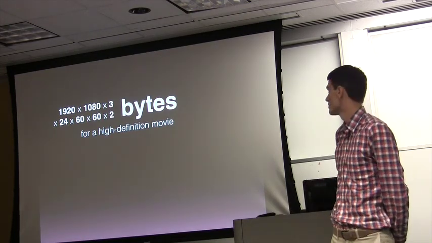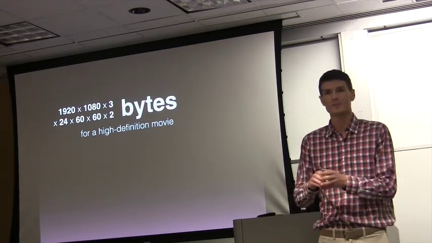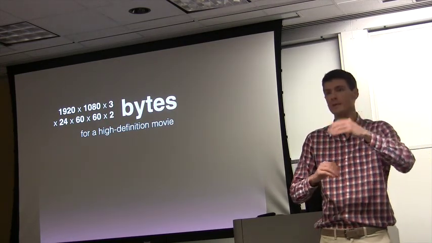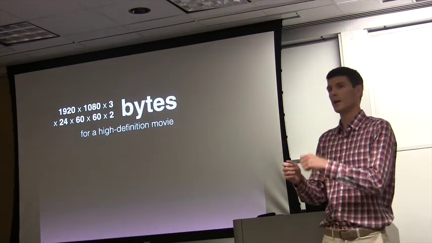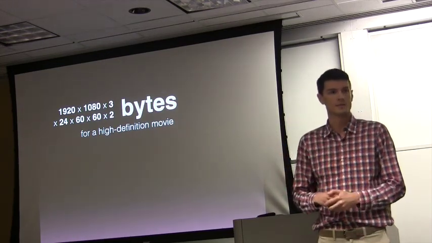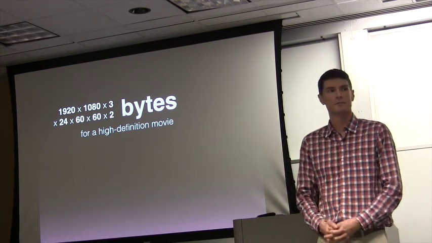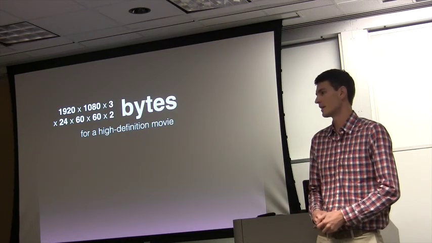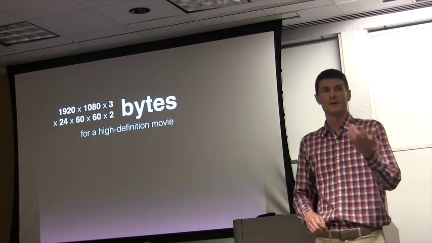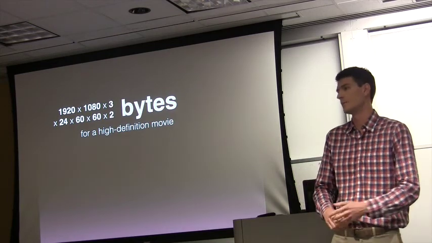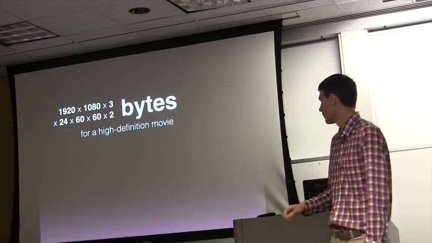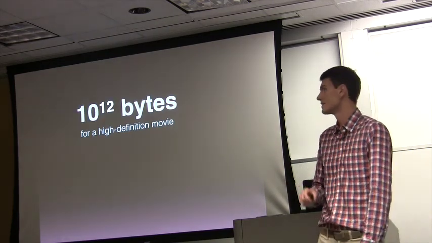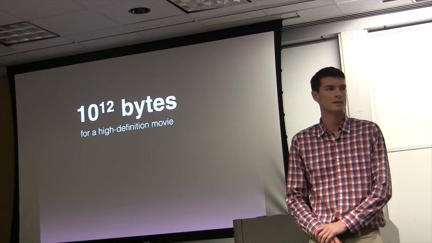So if you have a high definition movie by the 1080p standard, then that means you have 1920 pixels wide by 1080 pixels tall. So that's per frame, how many pixels, times 3, that's the number of colors, red, green, and blue. So that's the number of bytes per frame. Now a standard Hollywood movie has about 22 or 24 frames per second. So multiplied by 24, about 60 seconds per minute, 60 minutes per hour, and about 2 hours. If you multiply it all together, a standard 2-hour high-definition movie takes 10 to the 12th bytes.